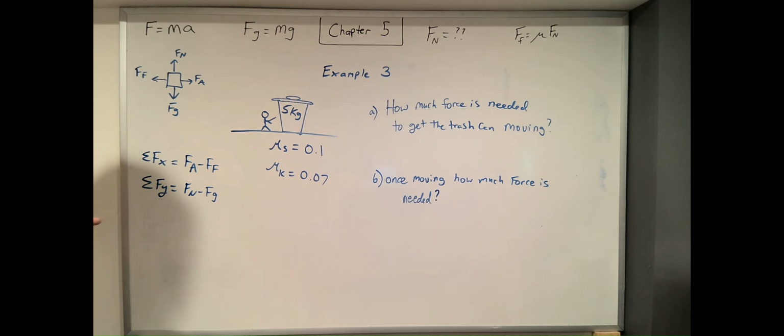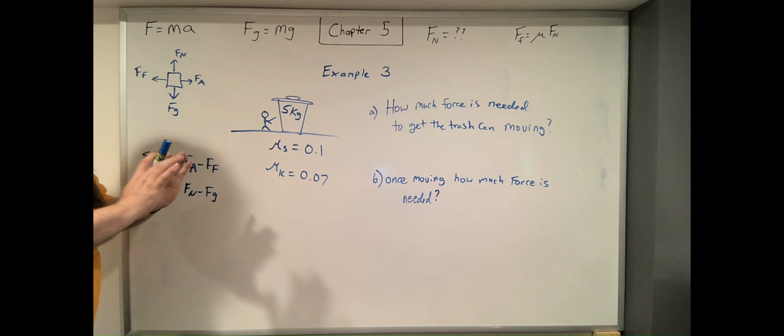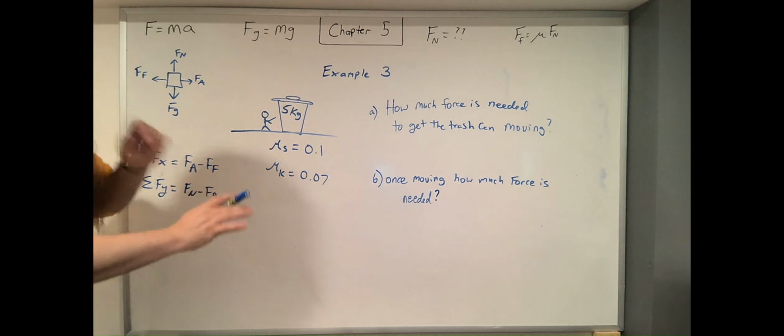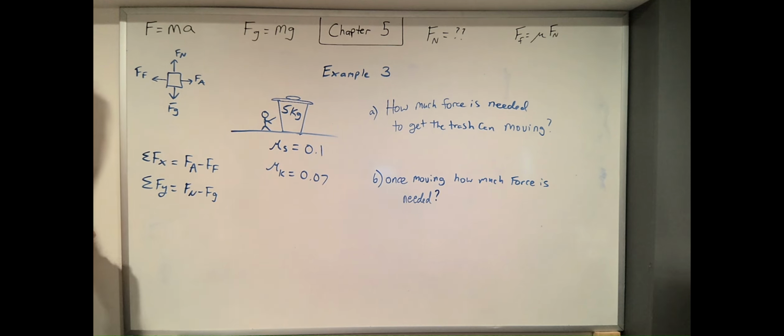Now, it says how much force is needed to get the trash can moving. So we're assuming now that everything is stationary and we're trying to get the trash can to move, right? The child is pushing on the trash can and they're pushing to the point where it just begins to start moving. That gets it moving. So to find that, it's the wording in the question. It's sometimes tougher to quite get, but that's what we want. We want to figure out at what point does it just start to move.